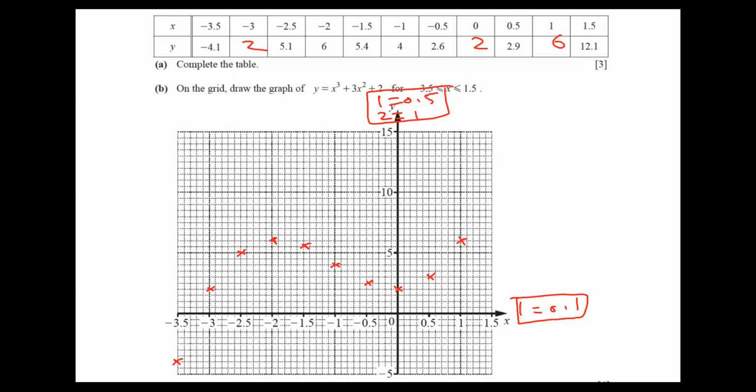You see how much time I'm taking? 1.5 is here and 12.1 is close to 12. So where is 12? 10, 11, 12. So four boxes above 10 is 12, and 12 and 1.5 is here. So let's start. This is one line and this is the second line, and the point is coming here. So Alhamdulillah Rabbil Alameen, we have done all.